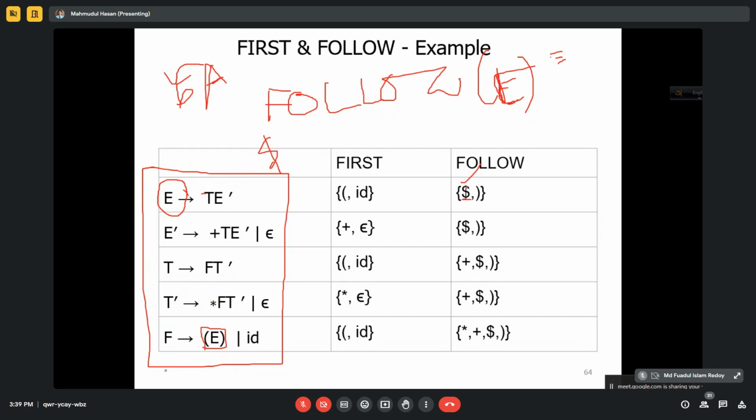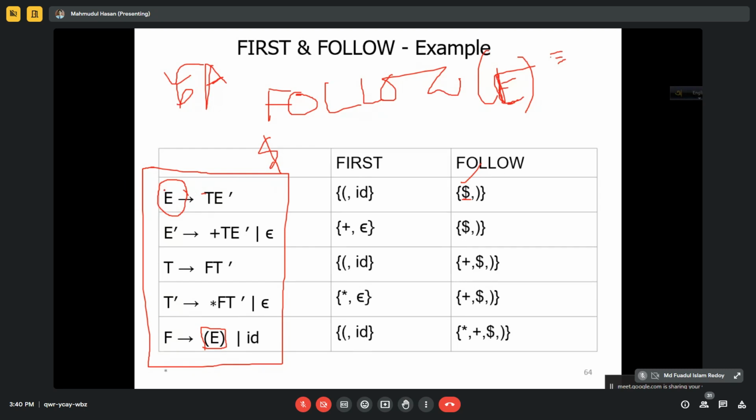Okay, so why is this dollar actually the follow value of E? Is it clear to you? Hello, is it clear to you why dollar is the actually follow value of E? No, sir. Why no? Who are you? Hello. Yes, sir. I'm Abu Bakr.